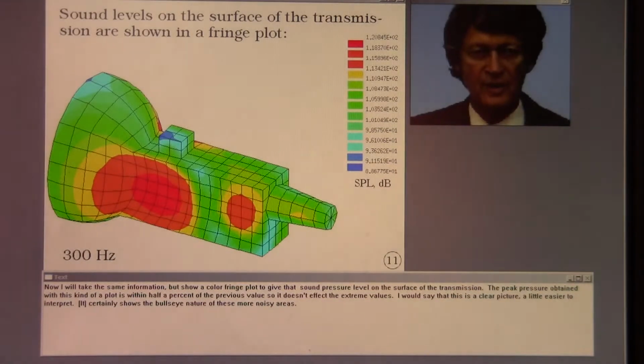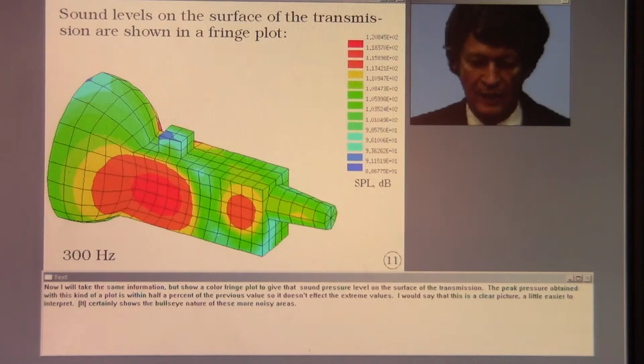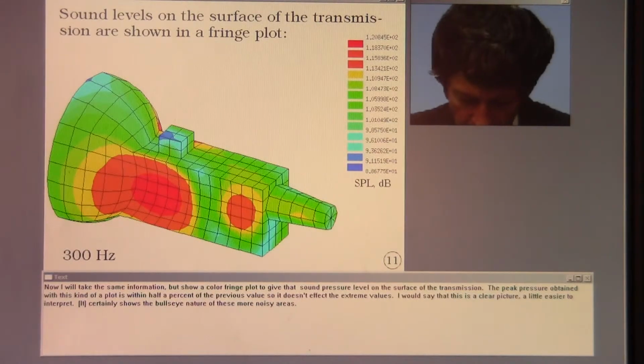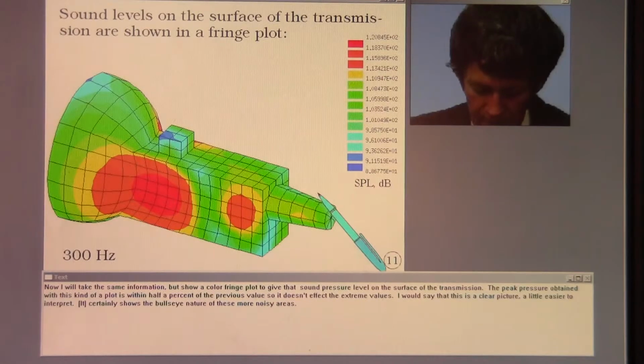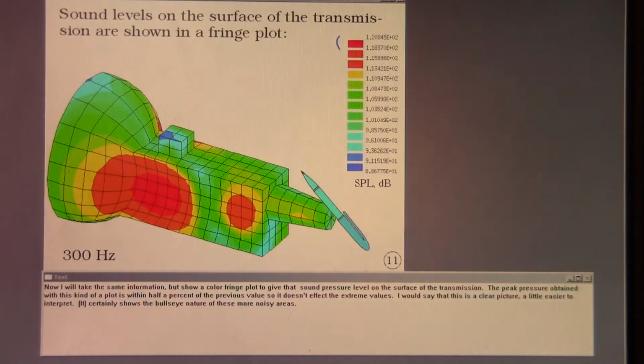Now I will take the same information but show a color fringe plot to give that sound pressure level on the surface of the transmission. The peak pressure obtained with this kind of a plot is within 0.5% of the previous value, so it doesn't affect the extreme values. I would say that this is a clearer picture, a little easier to interpret. Certainly shows the bullseye nature of these more noisy areas.